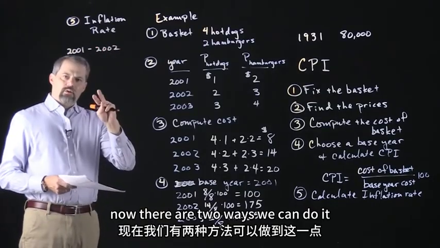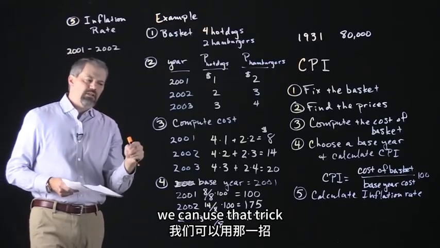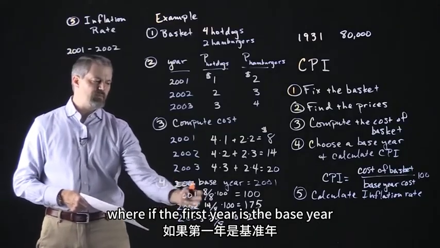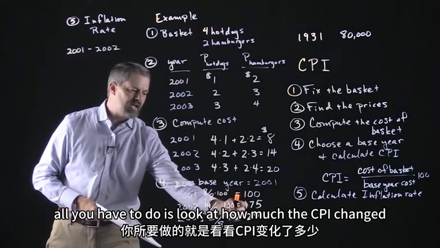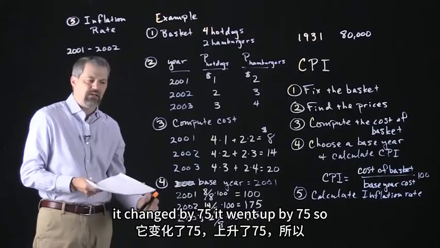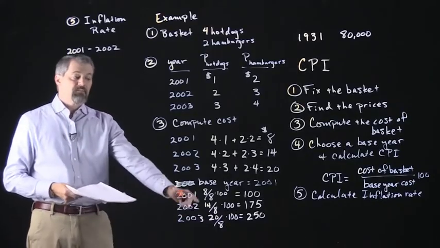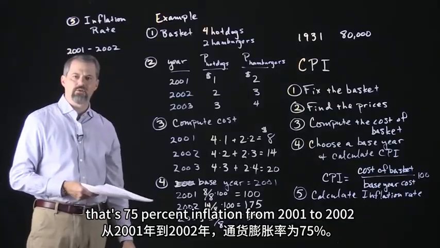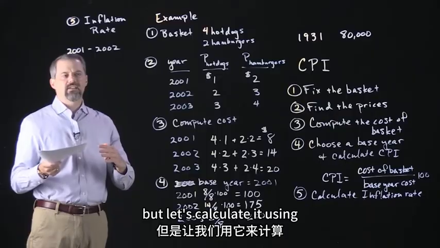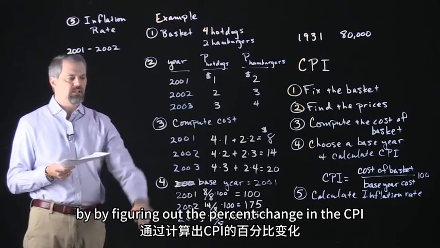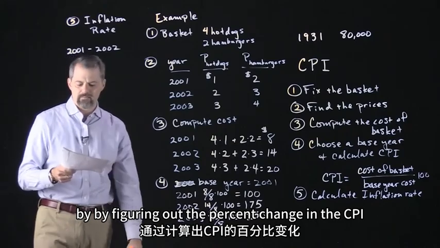Now there are two ways we can do it. We can use that trick that we saw with the GDP deflator, where if the first year is the base year, all you have to do is look at how much the CPI changed. It changed by 75. It went up by 75. So that's 75% inflation from 2001 to 2002. But let's calculate it by figuring out the percent change in the CPI.